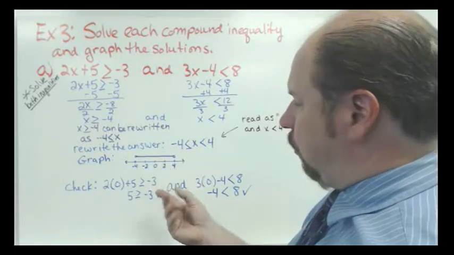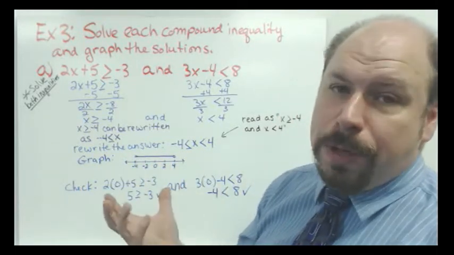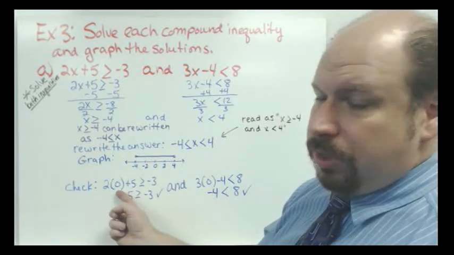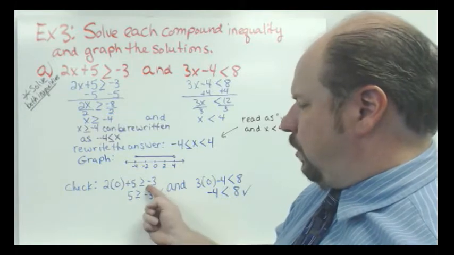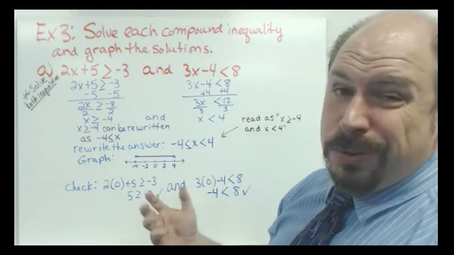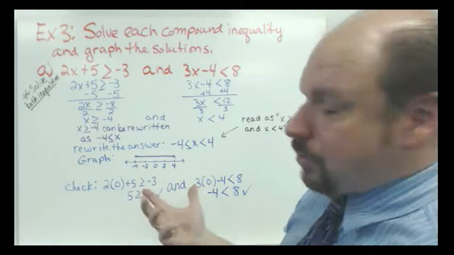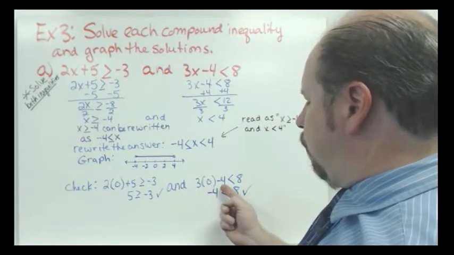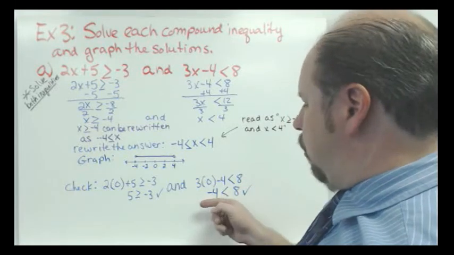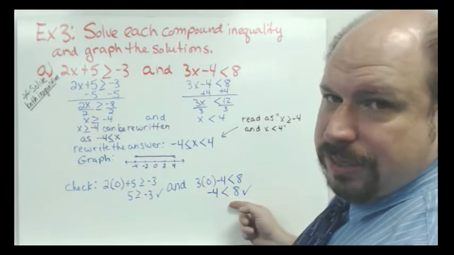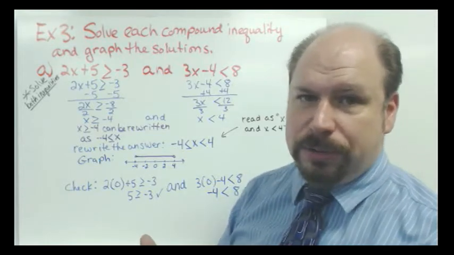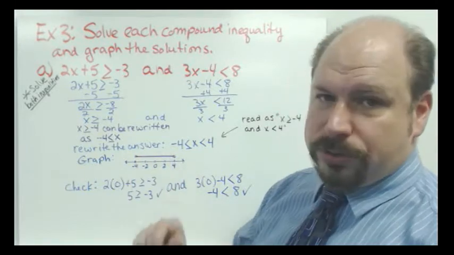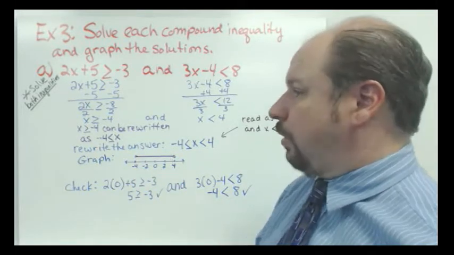If we can, let's look for an easy number to use. How about 0 again? So if we take 0, 2 times 0 is 0, plus 5 is greater than or equal to -3. Well, since 5 is greater than -3, that is true. And let's try it for the other. 3 times 0 minus 4 is less than 8. Well, -4 is less than 8, so that is also a true statement. So 0 is definitely in our solution, and so it looks like where we have graphed is correct.